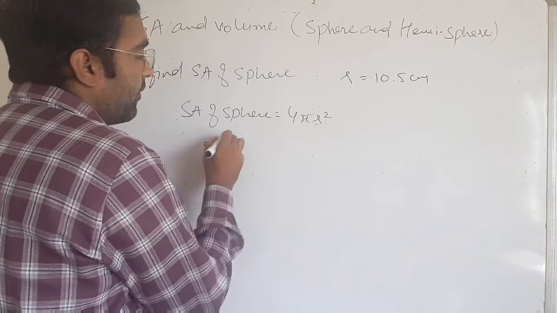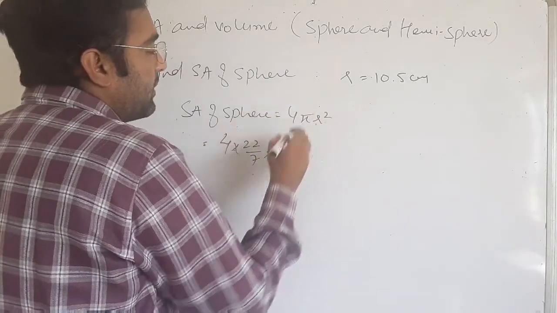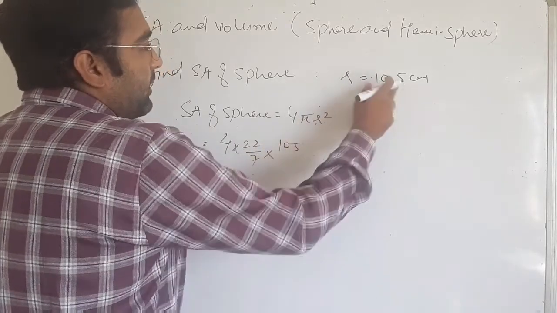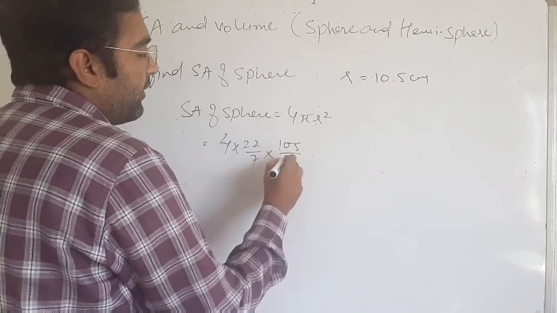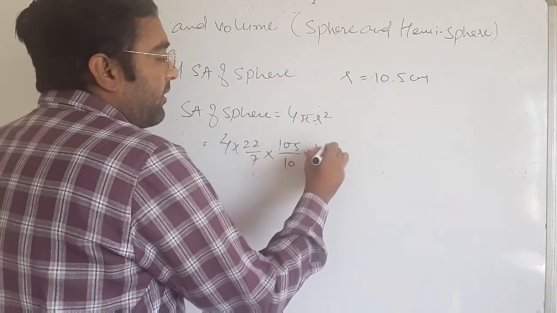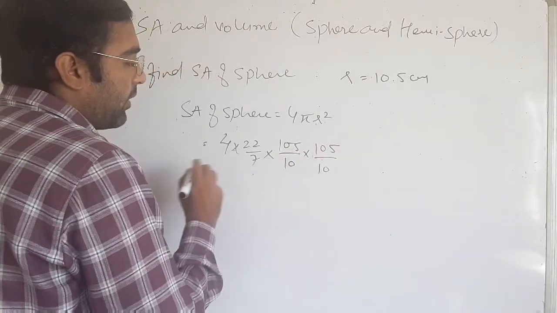Okay, so 4 into 22 by 7 into radius, which is 10.5. Now I'll take the point out of that, so I'll divide by 10. Now here is r square, so I'll write 105 by 10 two times. Okay, so now cancellation.